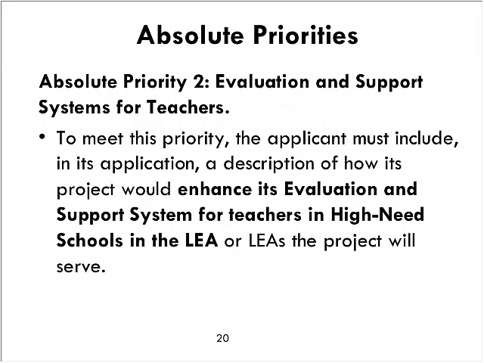Okay. All right, now absolute priorities 2, 3, and 4 are really very similar, and you've probably already seen this if you've been reading through the application instructions and the notice inviting applications. They all focus on the evaluation and support systems, and they all focus on enhancements to the evaluation and support system. So absolute priority 2 focuses on enhancements that would be made to the evaluation and support system for teachers in high-need schools within the LEA, or the LEAs that the project will serve. And that's a really important point, because this one is focused on teachers.